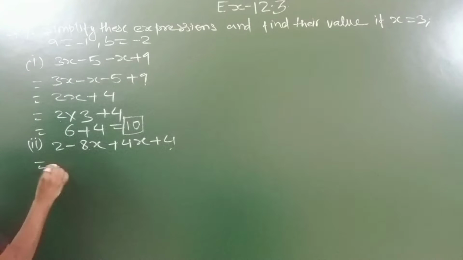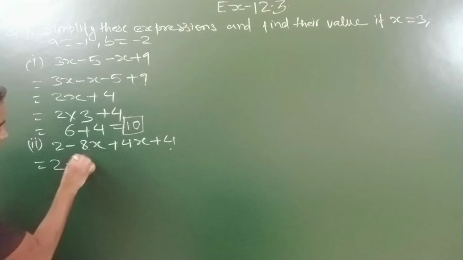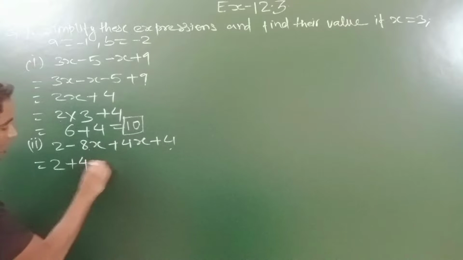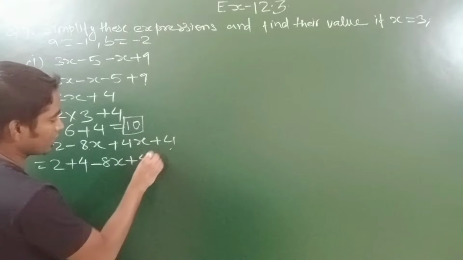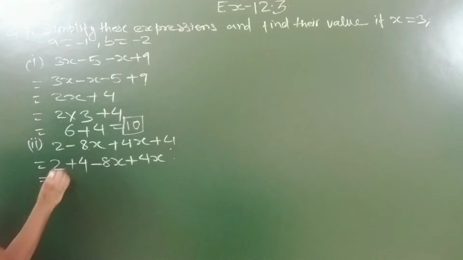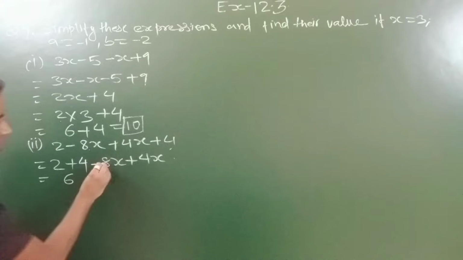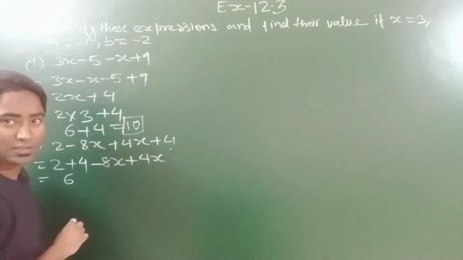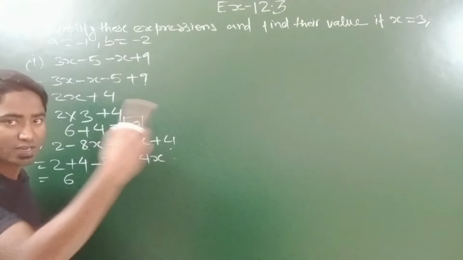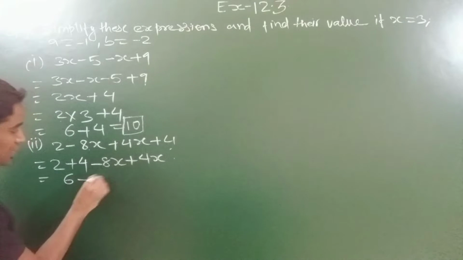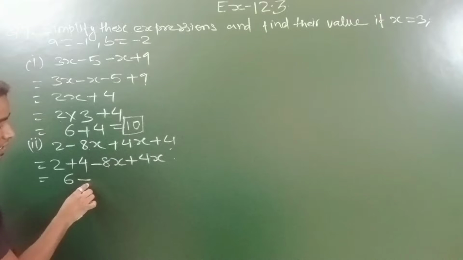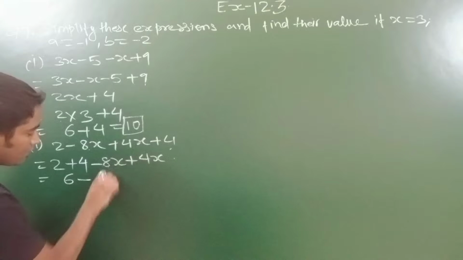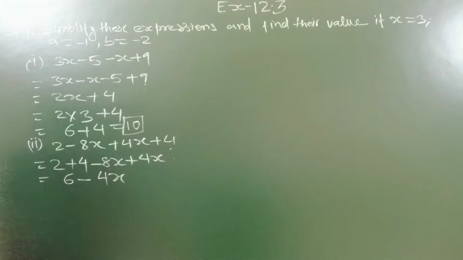Now followed by the equal to sign, 2 plus 4, both the like terms together, and minus 8x plus 4x. Now perform the operation. 4 plus 2 will give you 6. Here we will perform subtraction, as one is plus and one is minus, and consider the sign of the greater number. Here greater is 8, so minus sign will come. 8 minus 4 will give 4, followed by the variable. So you will have here the expression 6 minus 4x.